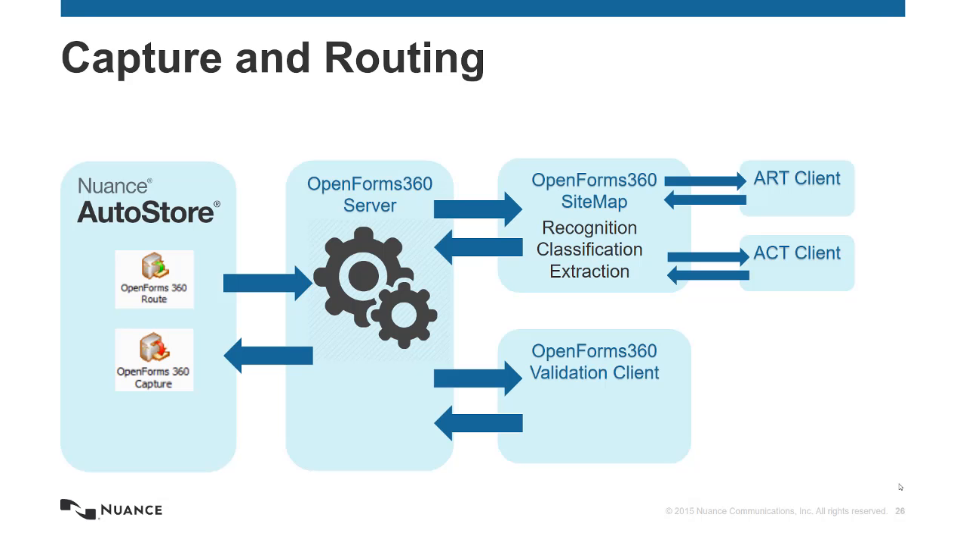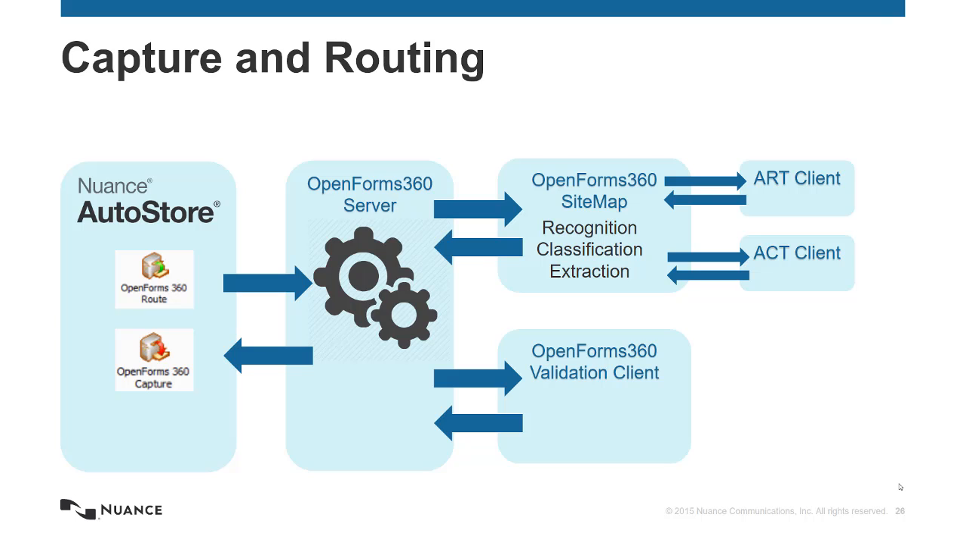The OpenForms system is made up of a number of components. If you're familiar with AutoStore, you know that AutoStore has capture, process, and route components. The OpenForms is an add-on to the AutoStore infrastructure. Within AutoStore itself, there is a route component that allows documents that have been captured and processed by AutoStore to be passed to the OpenForms 360 server.